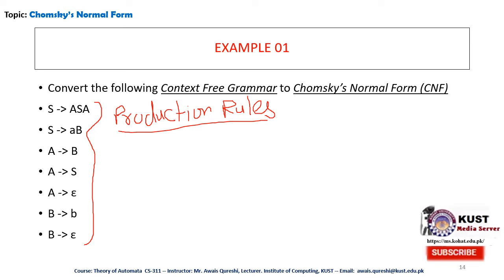So our task is to convert this context-free grammar to Chomsky's normal form, and these are all the production rules. Here you can see that S is a non-terminal, and it is ending in 3 non-terminals, A, A and ASA. Similarly, S implies aB, this a is a terminal and B is a non-terminal, and here non-terminal, non-terminal, non-terminal, ending in epsilon null string, and non-terminal ending in terminal, and non-terminal ending in null string.